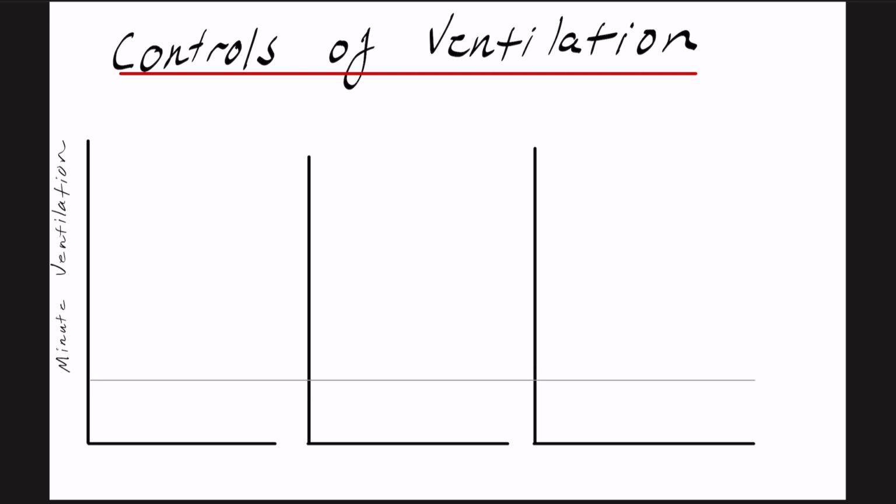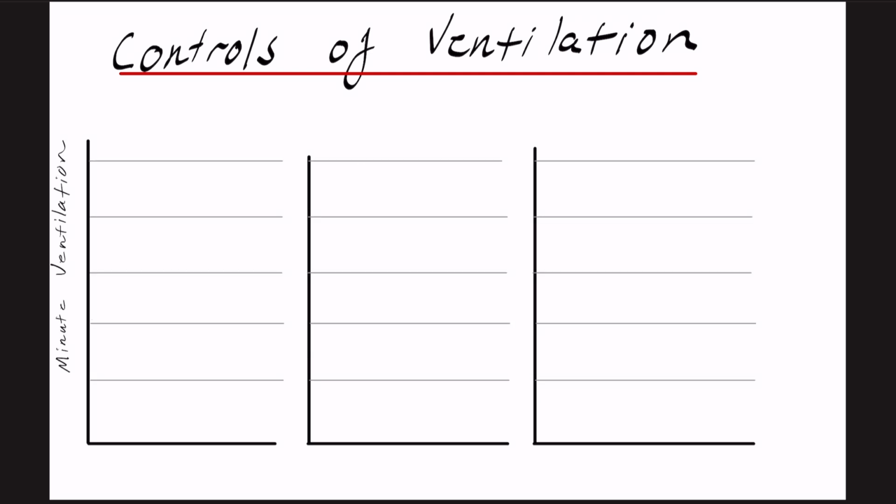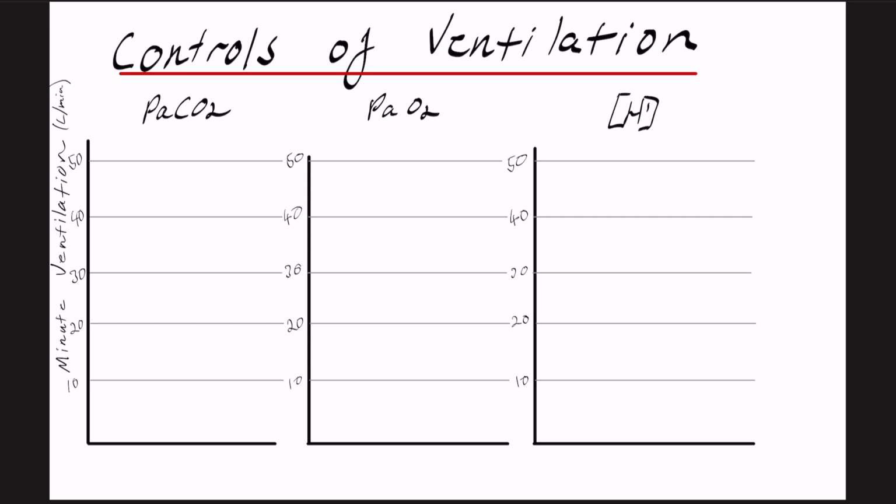So if we were to just graph out these three variables, we'll put them on a graph with the y-axis as minute ventilation, and I've kept the minute ventilation the same for all three graphs so that we can compare their effect on minute ventilation. And then on the far left, we've got the PaCO2, so this is blood partial pressure of CO2. In the middle, we've got PaO2, which is blood partial pressure of oxygen. And on the far right, we've got hydrogen ion concentration. And we're measuring our partial pressures in millimeters of mercury.